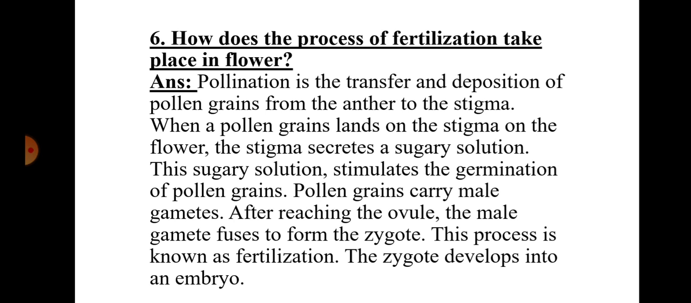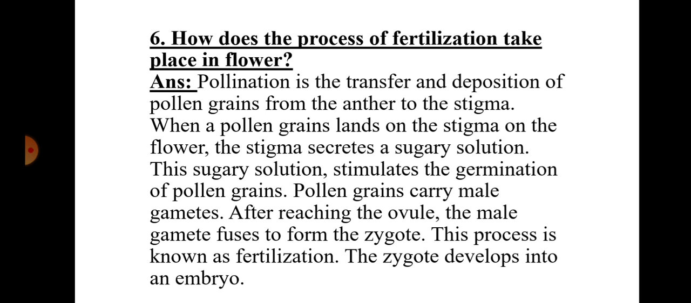Answer. Pollination is the transfer and deposition of pollen grains from the anther to the stigma. When the pollen grains land on the stigma of the flower, the stigma secretes a sugary solution. This sugary solution stimulates the germination of pollen grains. Pollen grains carry male gametes. After reaching the ovule, the male gamete fuses to form the zygote. This process is known as fertilization. The zygote develops into an embryo.